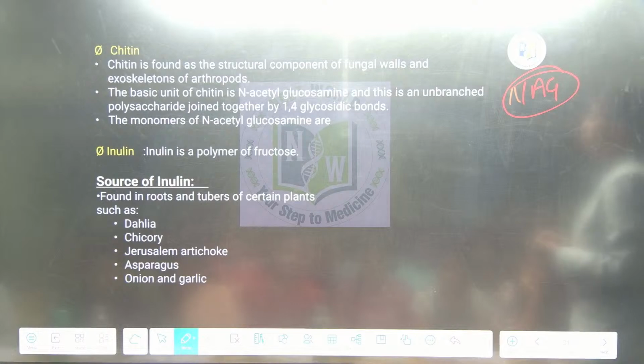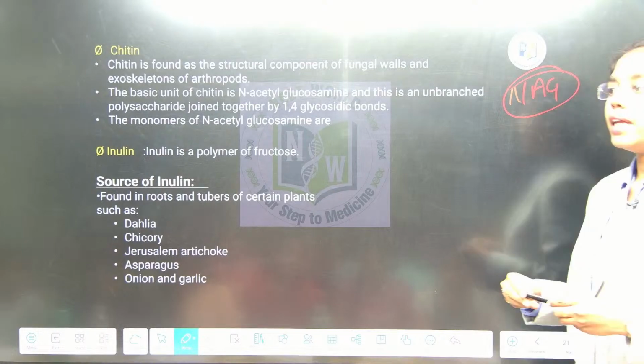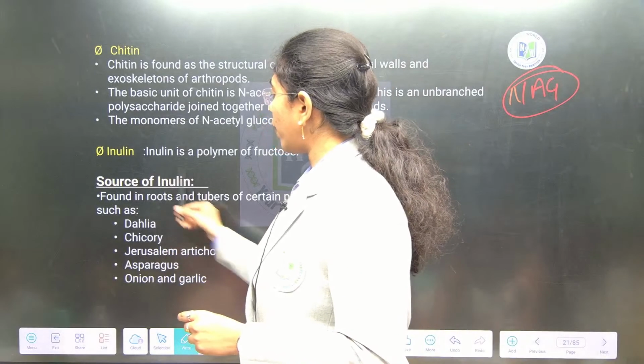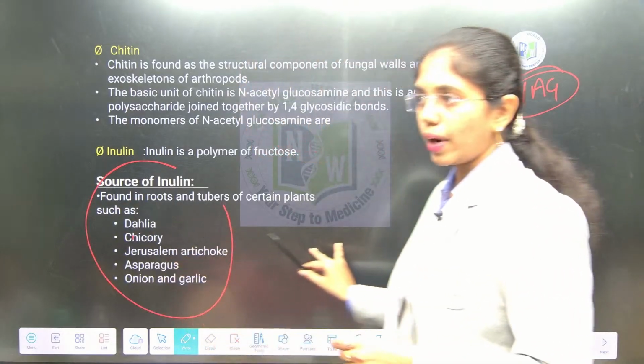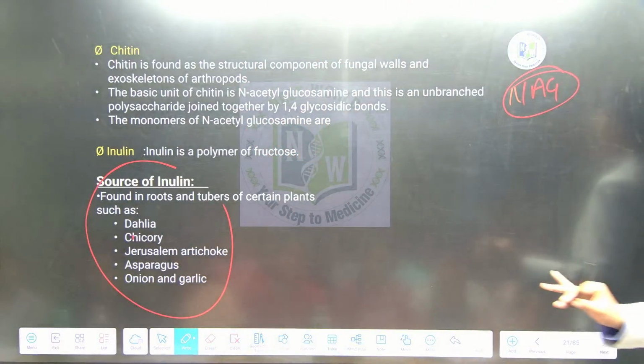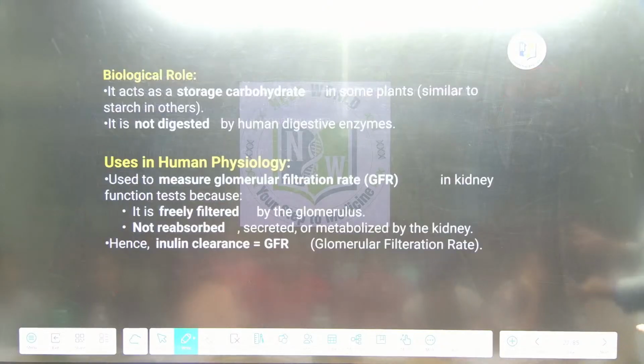Then about inulin. Inulin is a polymer of fructose. Where you find that is not at all required. But remember one thing in human physiology, that inulin clearance is equal to glomerular filtration rate. Okay. Inulin is not absorbed by the human body, thereby inulin clearance is equal to glomerular filtration rate.